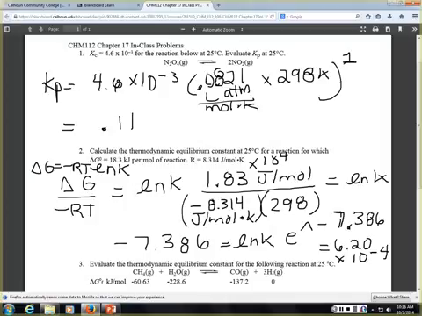All right, everybody get 0.11 for the first one? Yes, no, maybe? Okay. What about this one? Everybody get that? Okay, so just remember to convert your kilojoules to joules. Okay, and then the last part, you found natural log of K, and then you have to do your second function.